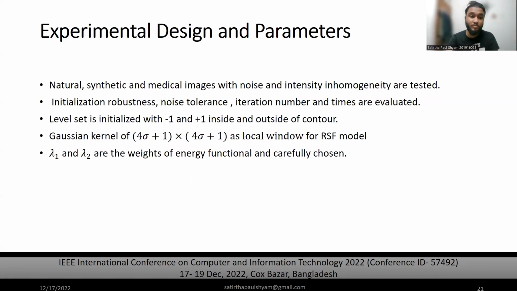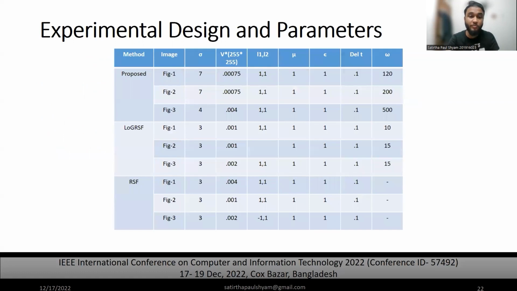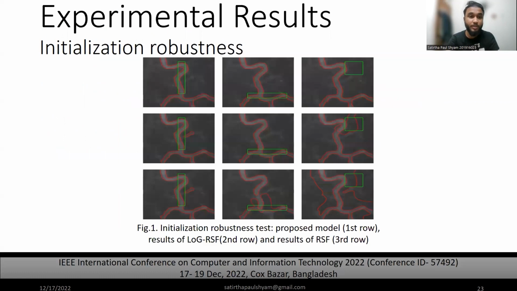In the experimental design, we have taken natural, synthetic, and medical images with noise and intensity inhomogeneity. Initialization robustness, noise tolerance, and iteration number and time are evaluated during the experiment. There's a small description of parameters. During the experiment, we have noted down some parameter values which are flashed on the screen.